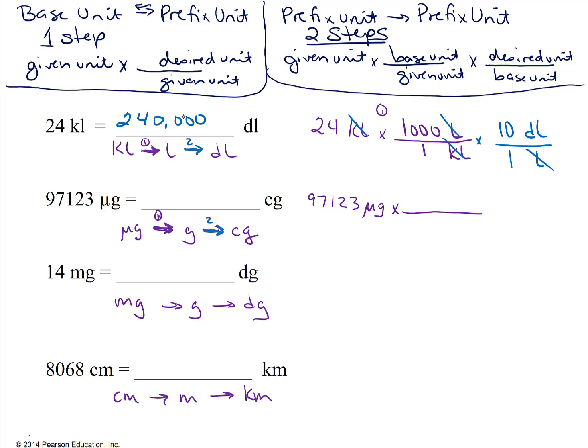Second one, same issue. Micrograms, centigrams. 2 prefixed units, I'm just going to do it in 2 steps, and grams is going to be my middle. So I'm going to go to grams first, then I'm going to go to centigrams. So when I do 97,123 micrograms is your given unit, times in a line, what unit on the bottom?